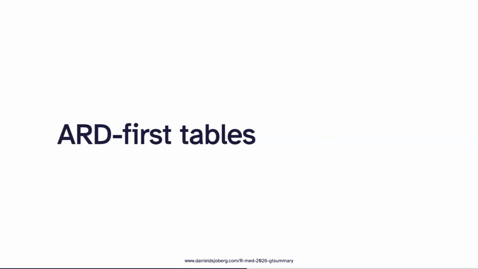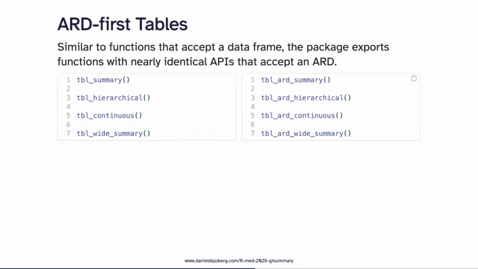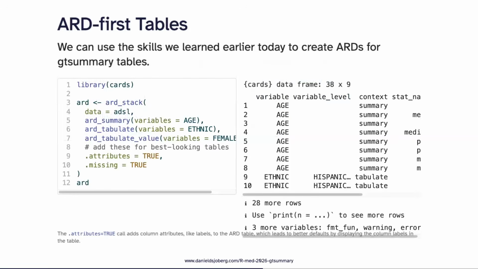All right, let's talk about ARDs and building ARDs first. A lot of our most basic functions in gtsummary, tbl_summary and tbl_hierarchical, have a kissing cousin, depending on where you're from, tbl_ard_summary or tbl_ard_hierarchical. These are data functions that do exactly what tbl_summary and tbl_hierarchical do, except that rather than taking a data set as input, they take an ARD as the input. We'll go through some reasons why that's a really nice way to work.